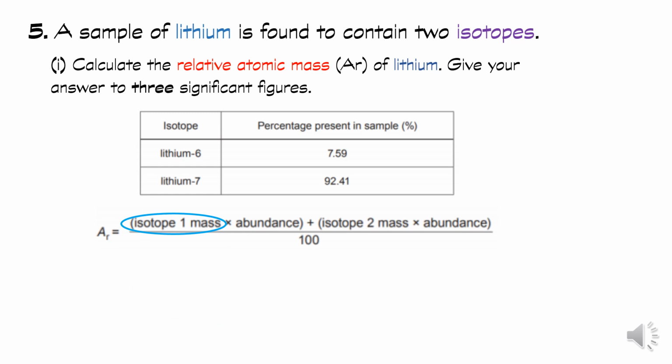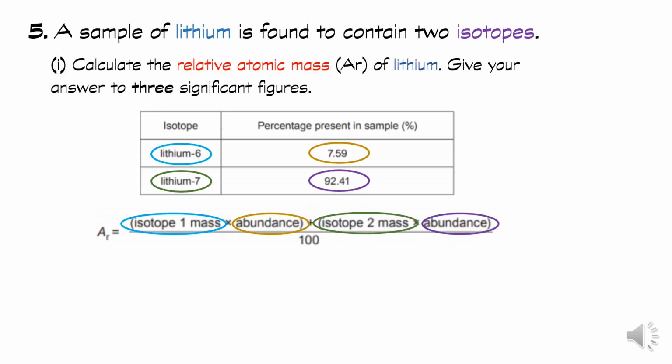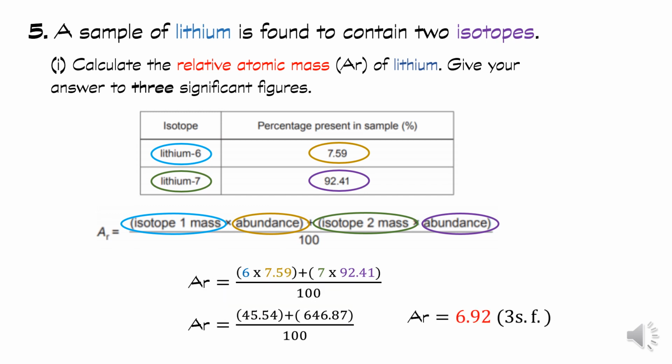So let's see. The mass of the first isotope is 6, lithium 6, and we multiply it by its abundance, which is 7.59, and the same with the second isotope, mass of 7, and its abundance, and we divide it all by 100. So now I just substituted in the numbers. So 6 times 7.59 for lithium 6, and 7 times 92.41 for lithium 7, and divide it all by 100. And this would give us 6.92 to 3 significant figures.